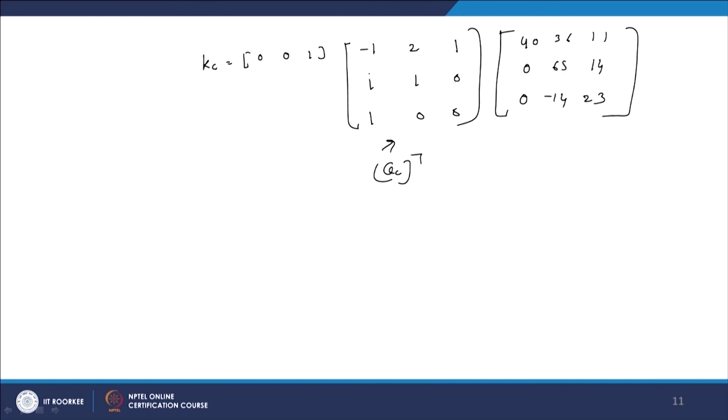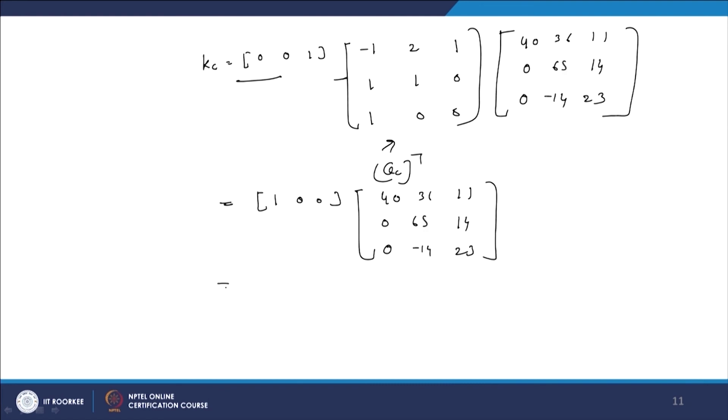Now, after solving these equations, particularly we solve this with this, so we will get 1 0 0, and here this will remain as it is 40 36 11 0 14, and here 0 minus 14 23, and again cross multiplying we get 40 36 and 11. So, now this is the controller Kc.